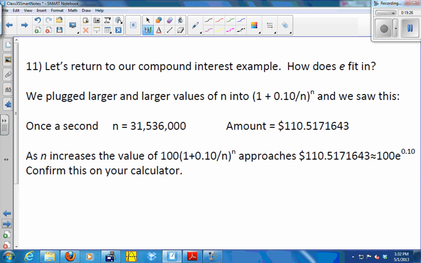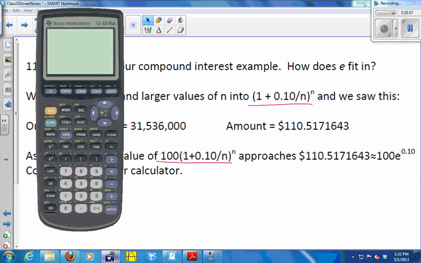All right, so if we could return to our compound interest example, how does e fit into this compounding more and more frequently? So we plug larger and larger values of n into this, my annual growth factor. Plug in once a second, and we got $110.51, and then plus some fraction of a cent. So as n increases, the value of the amount in my account, as I compound more and more often, is going to approach $110.51 and some fraction of a penny, which is approximately 100 times e to the 0.1.